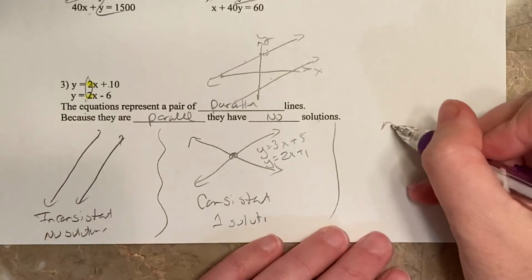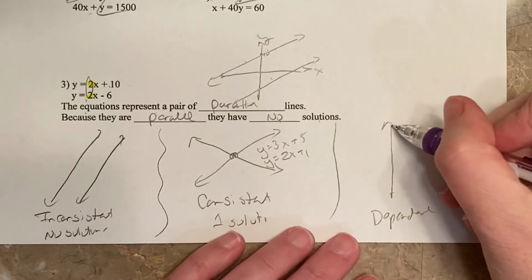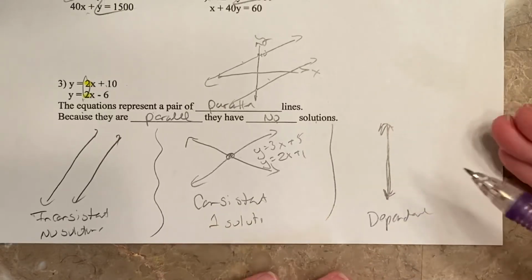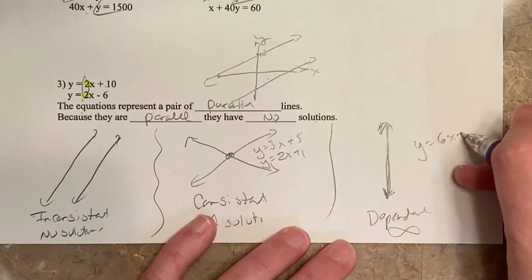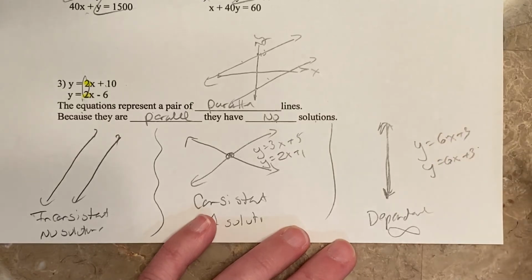And then the last one, if you remember, this is called our dependent. Basically, you have a line, and then you graph the other line literally right on top of that line. And this is our infinitely many solutions. And this is basically the same exact line because they're the same slope and the same y-intercept. So same slope, same y-intercept.